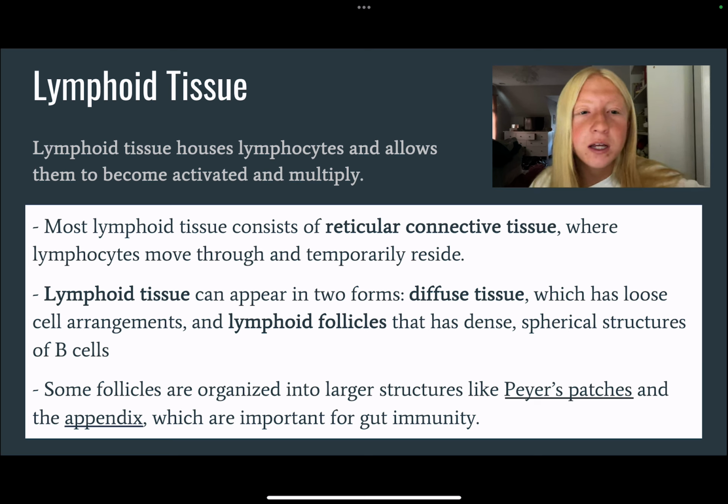Lymphoid tissue. Lymphoid tissue houses lymphocytes and allows them to become activated and multiply. Most of the lymphoid tissue consists of reticular connective tissue, where lymphocytes move through and temporarily reside. Lymphoid tissue can appear in two different forms: diffuse tissue, which has loose cell arrangements, and lymphoid follicles, which have a dense spherical structure of B cells. Some follicles are organized into larger structures like Peyer's patches and the appendix, which are important for gut immunity.